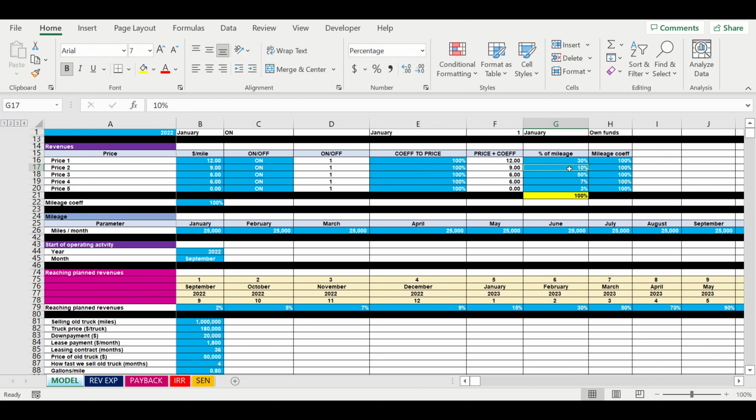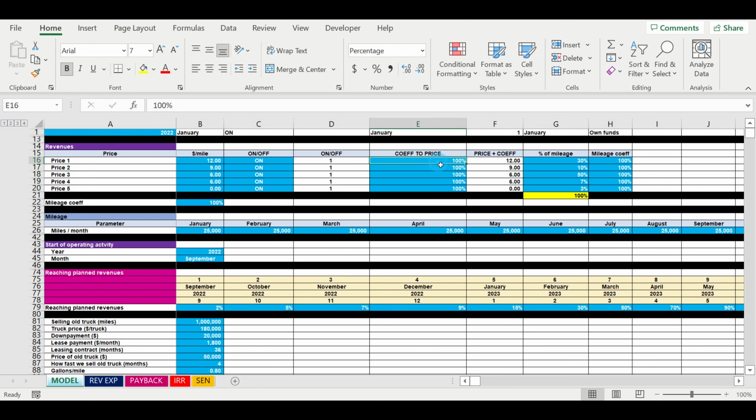10% of mileage done is priced at $9 per mile. 50%, for example, of mileage is priced at 6, and for example 3% of mileage is priced at 0. So this also can be a 0 here. Here we specify the pricing per mile. Here we specify the percentage of monthly mileage that we make.